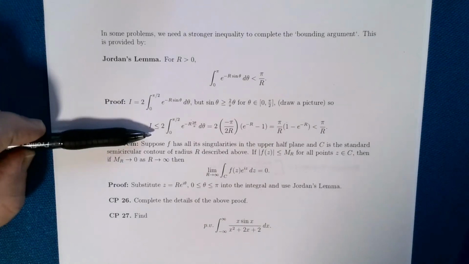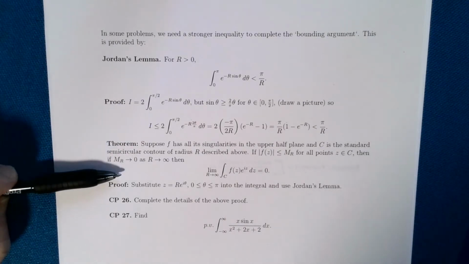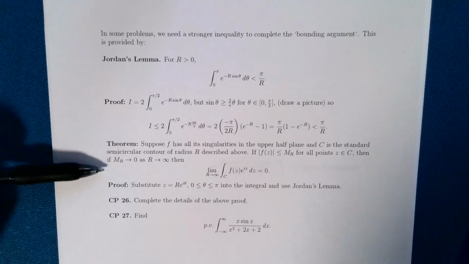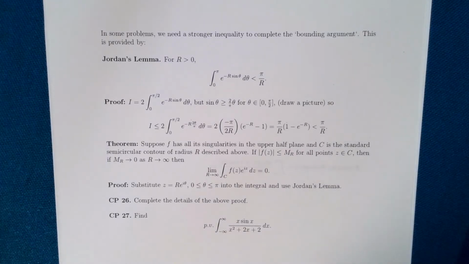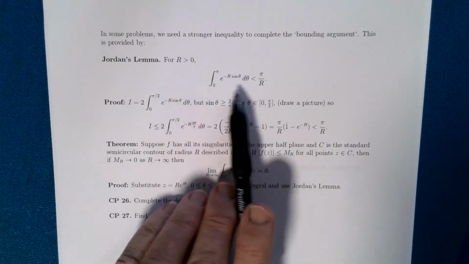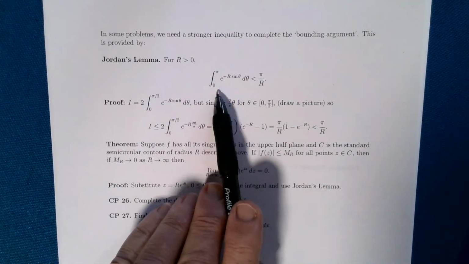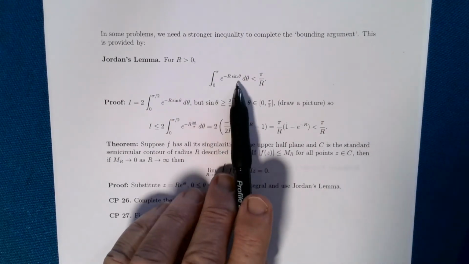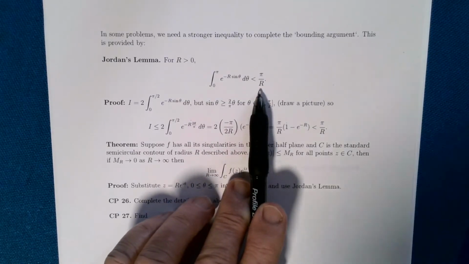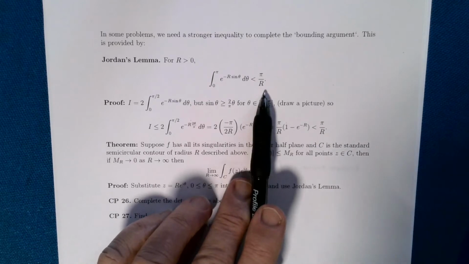Sometimes people refer to this down here as Jordan's lemma, but it's really a theorem that follows from Jordan's lemma, but we often use the term Jordan's lemma to refer to the theorem itself. So Jordan's lemma simply says that for r bigger than 0, this integral, the integral from 0 to pi of e to the minus r sine theta d theta, is less than pi over r. It's just a little technical result.